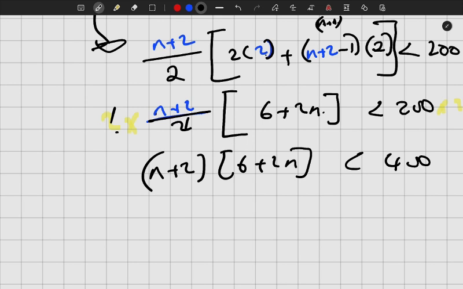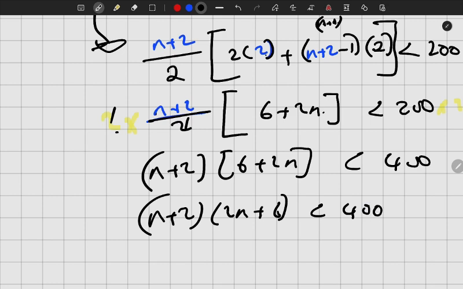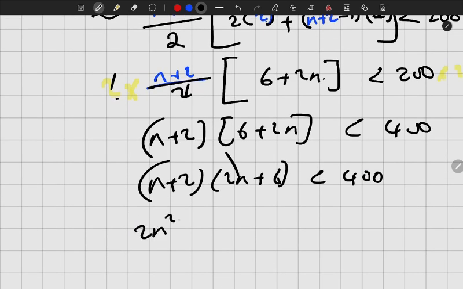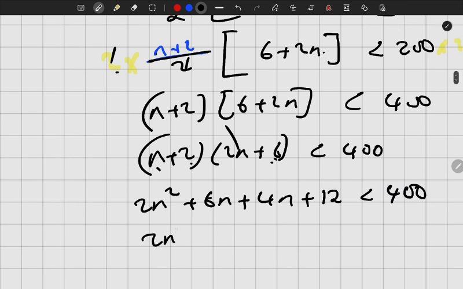In fact, let's just try to solve it. So it's going to be (n + 2) times that. I would rather put it like this: (n + 2)(2n + 6) < 400. So we have 2n squared, n times 6 we've got 6n, 2 times 2n we've got a plus 4n, 2 times 6 we've got a 12. This is less than 400. So we simplify: 2n squared plus 10n plus 12.